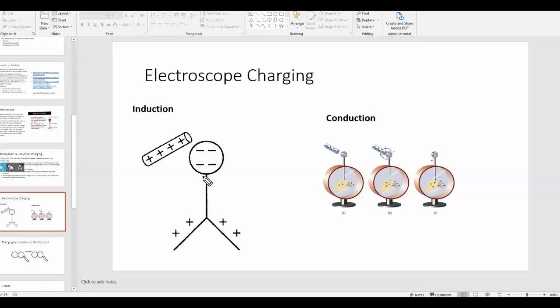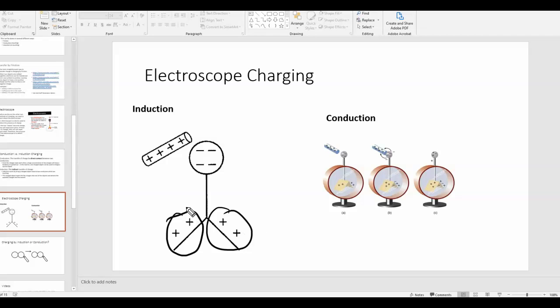But what happens if the electrons go up towards the top of the electroscope? That means at the bottom of the electroscope, because those electrons are gone, you just have positive charge. Which means now I have positive charge in the leaves, and so the leaves repel. The electroscope activates. And so basically I've charged the electroscope by induction. I've got one side that's positive and one side that's negative.